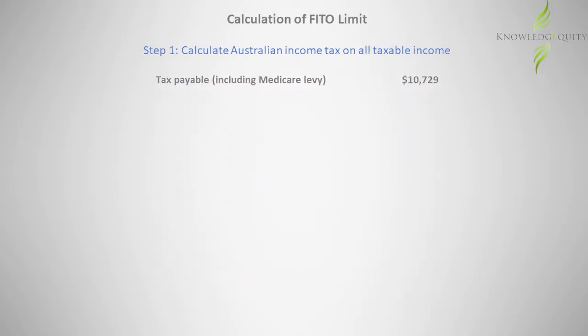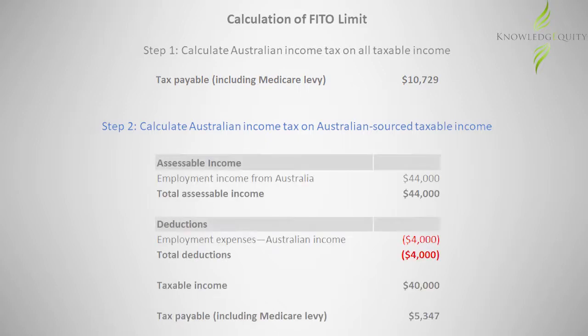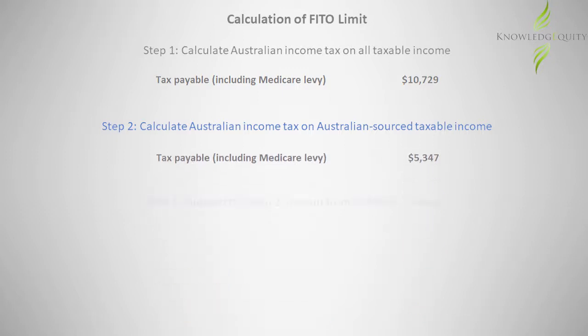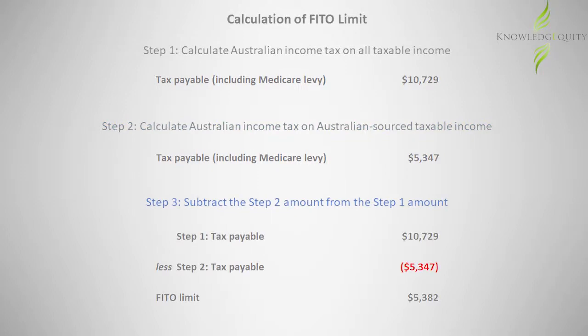Next, he calculates his Australian income tax on only the Australian-sourced taxable income. Here, Joseph disregards the foreign-sourced income and related deductions and calculates gross tax payable and then adds relevant levies. His foreign income tax offset limit is calculated by subtracting the Australian income tax on Australian sources from the Australian income tax on worldwide sources.